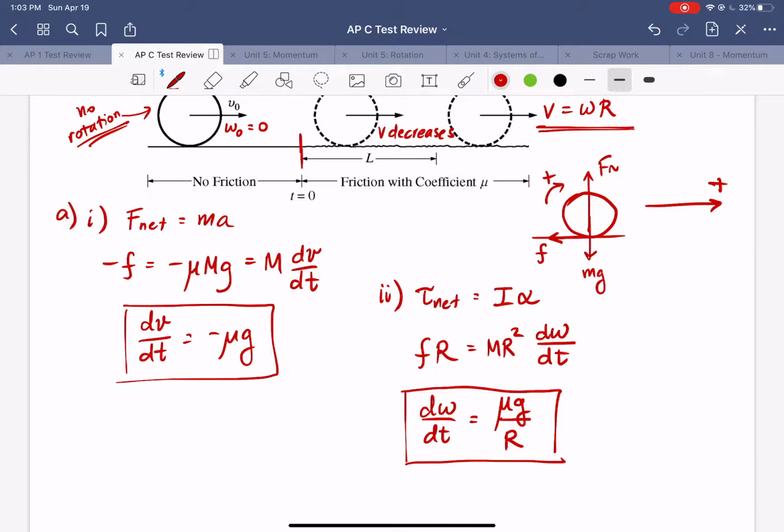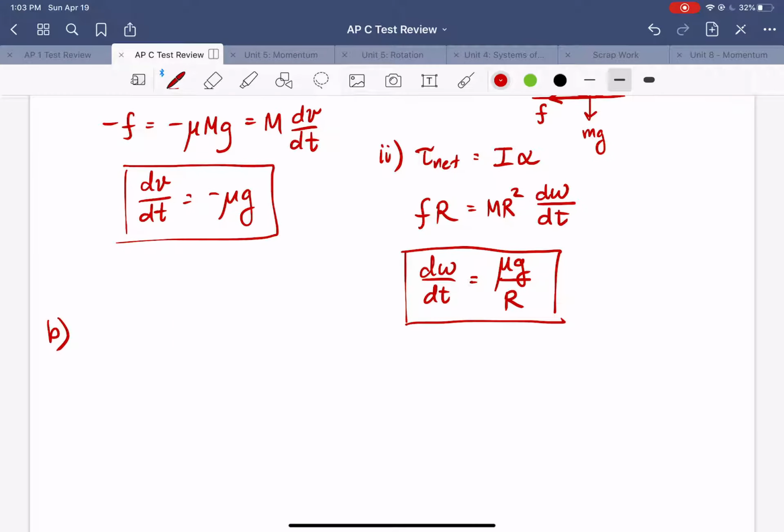All right, so now in B, I'm going to take these equations and use them to try to find the actual equation for velocity as a function of time and angular velocity as a function of time. So let's look at the linear velocity first. All right, so I have an equation here that deals with derivatives. So if I want to get rid of the derivative, I will take an integral of both sides. What I'm actually going to do here is do separation of variables and move the dt over to the other side.